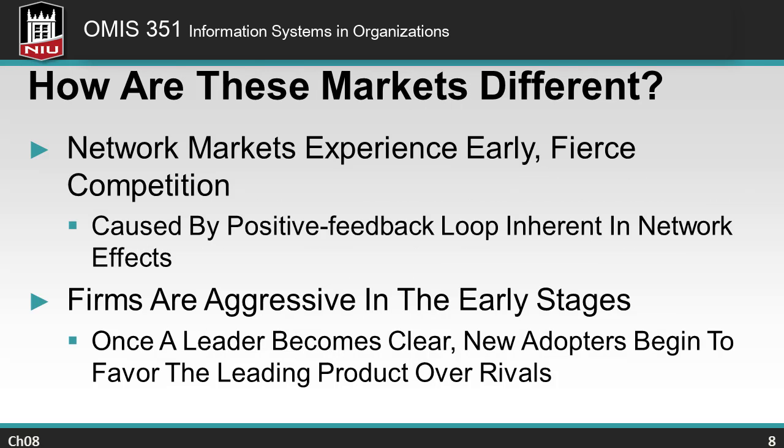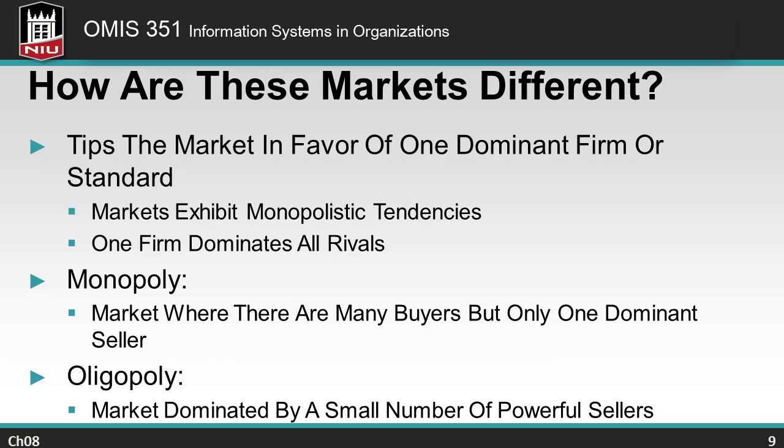How are these markets different? Network markets experience early, fierce competition caused by the existence of a positive feedback loop inherent in network effects. Firms are aggressive in the early stages, but once a leader becomes clear, new adopters begin to favor the leading product over rival products. The fact that users flock to a single company can create a monopoly. The network market environment can skew the market in favor of one dominant firm or standard.